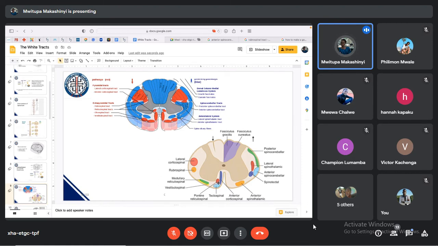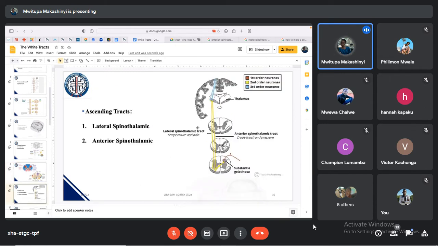So like I said earlier, we've got the ascending and the descending tracts. So on this side, these are the ascending tracts, and then here these are the descending tracts. And one of the ways that it's easy to tell which one's descending and which one's ascending is from the names. So if you hear spinocerebellar, it means it's coming from the spine and it's going towards the cerebellum. Spinothalamic, coming from the spine, going to the thalamus, and so on and so forth. And then on the descending, you've got corticospinal, you've got reticulospinal, so it's coming from the brain going to the spinal cord.